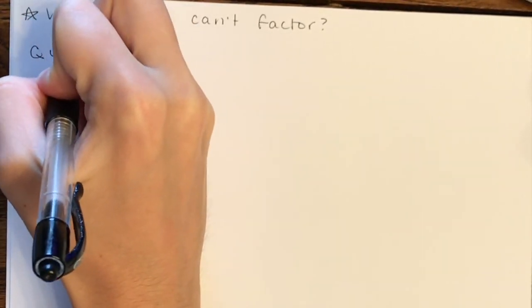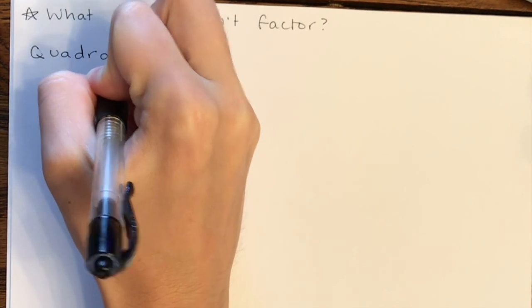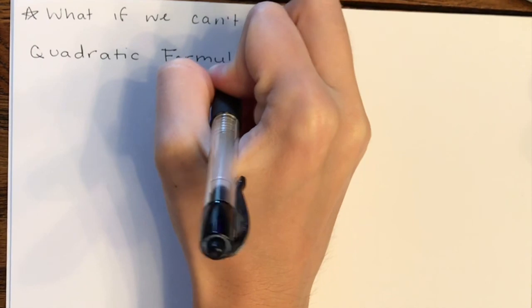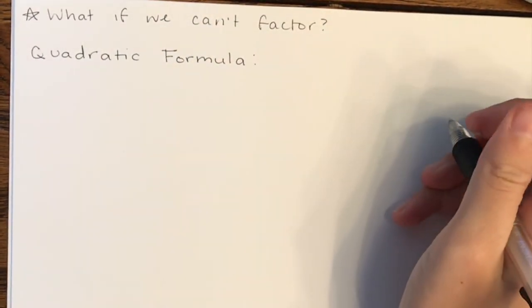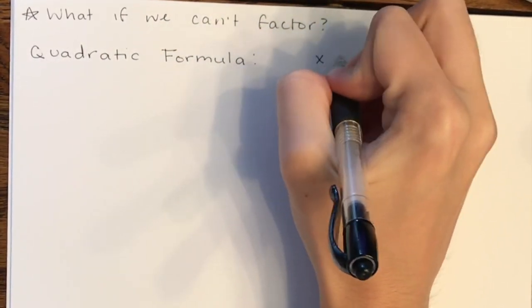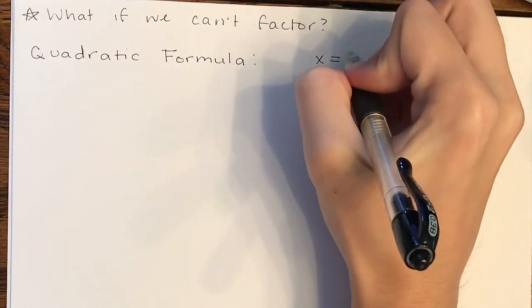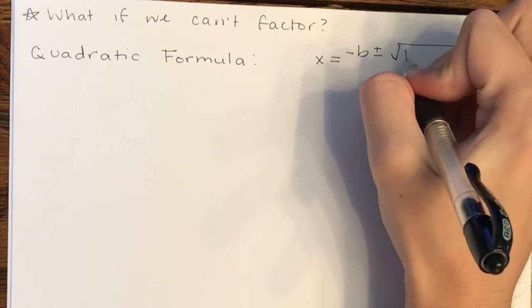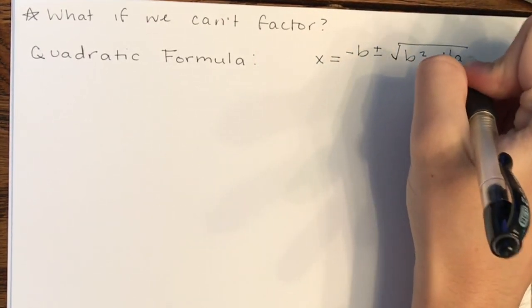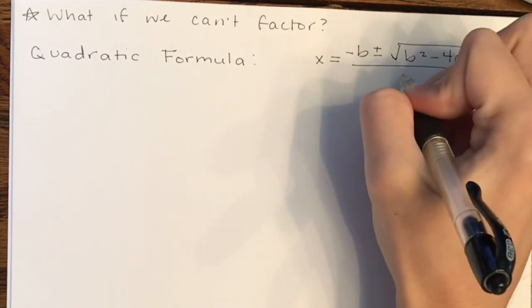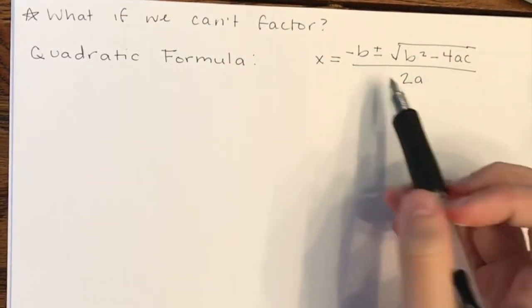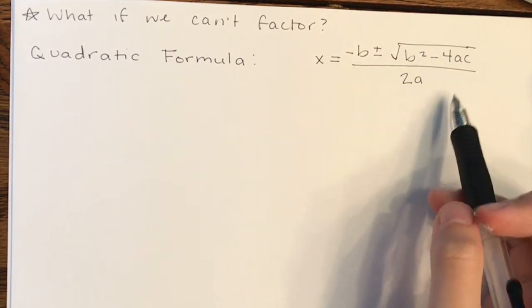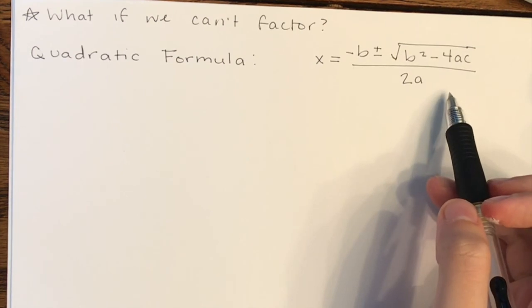We have a very nice formula. I'm kind of joking when I say nice. Called the quadratic formula. It looks like this. There's a song that goes along with this. I'm not going to sing it, but you can look it up on the internet.